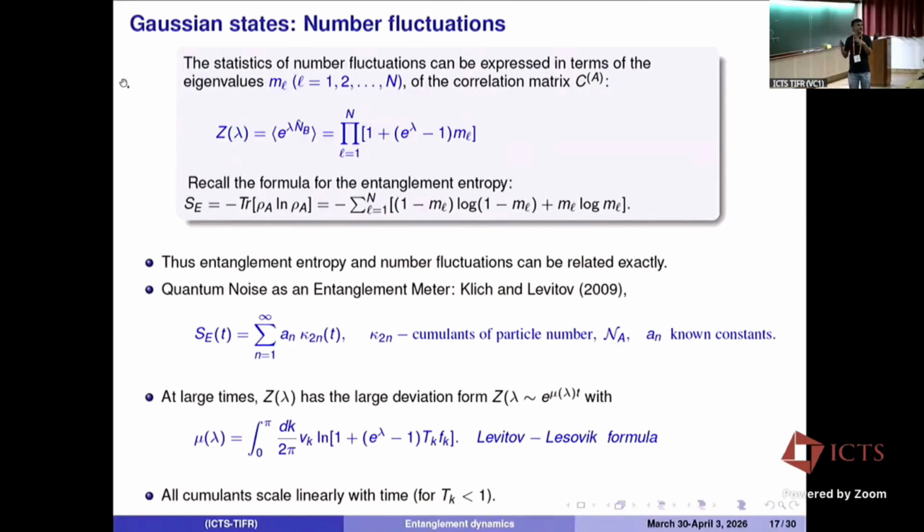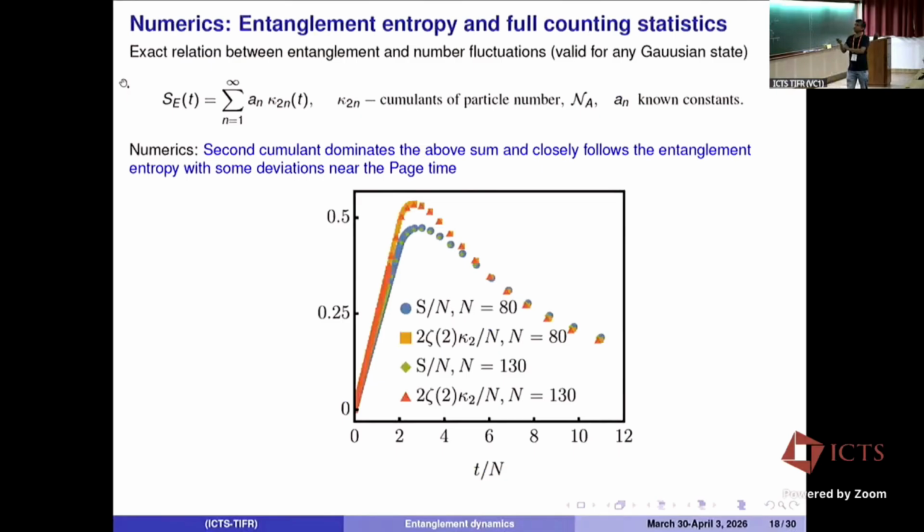In our setup, we also measured the number fluctuations, and let me talk about this now. I also want to mention that at large times, this generating function has a large deviation form, where this mu of lambda is given by a nice formula called the Levitov-Lesovik formula for full counting statistics. And this is also something that we can derive very easily from the semi-classical approach.